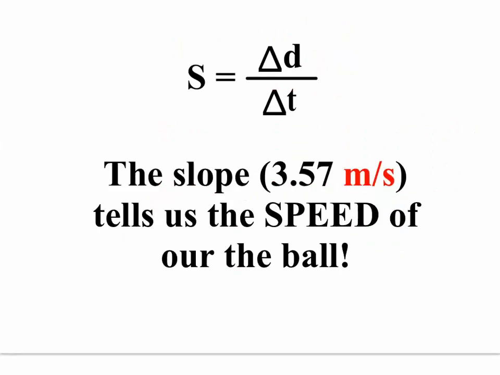And if I look at the equation that I use to calculate the slope, hopefully you recognize this as our simple equation for average speed. You can also take a look at the units of meters per second. That's our standard unit for speed as well. The slope tells us the speed of this object. In this case, it's a ball rolling along the floor.